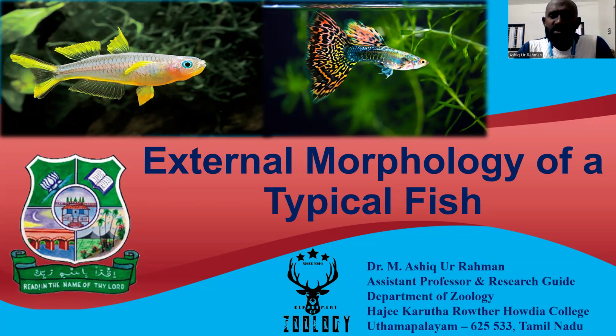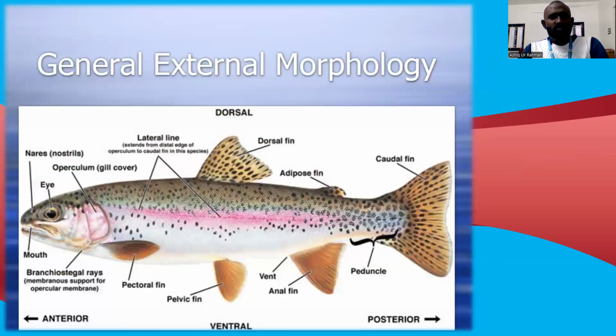to throw some light on external morphology of fishes. So I've incorporated the details pertaining to the external morphological features present in a typical fish. So the picture right in front of you is the typical fish. So what are all the features present in a typical fish?